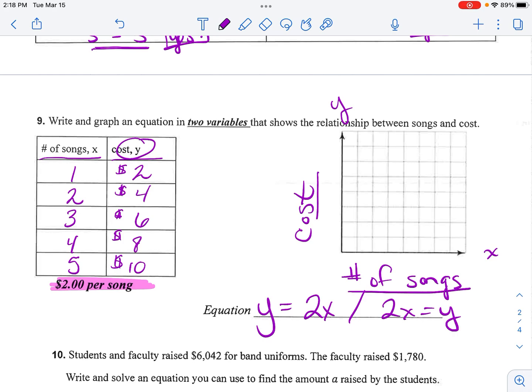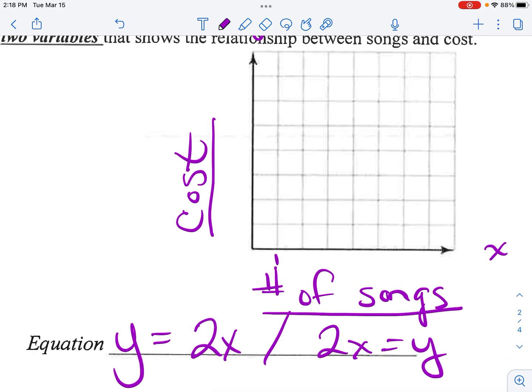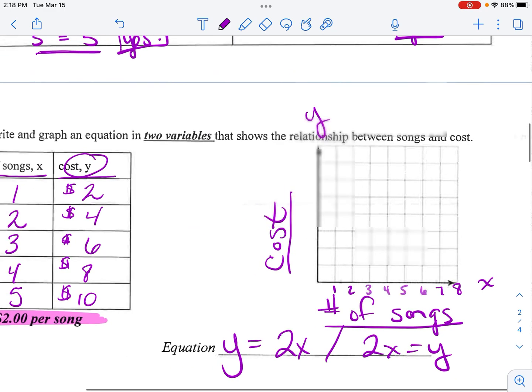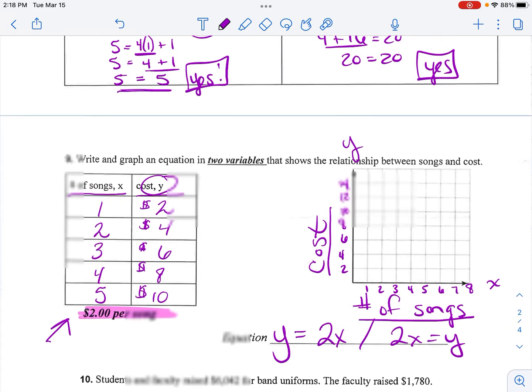Again, we've already labeled number of songs and cost, and you will need to do that the day of the test as well. I've got 5 songs, so my chart needs to go to at least 5. 1, 2, 3, 4, 5, 6, 7, 8. The cost went up to $10. I won't have enough lines to go by 1, so I'm going to count by 2s. 2, 4, 6, 8, 10, 12, 14.